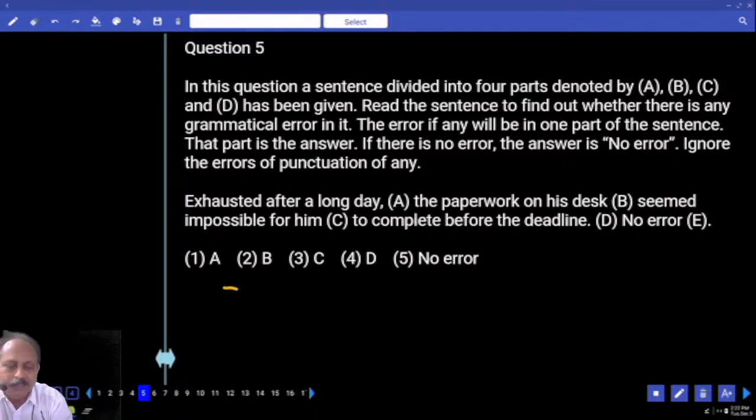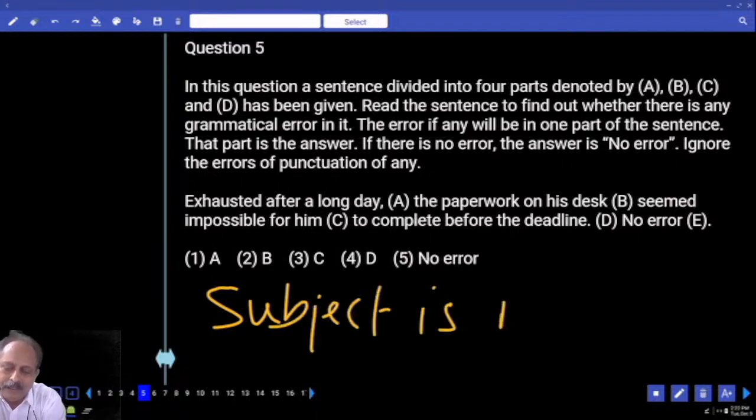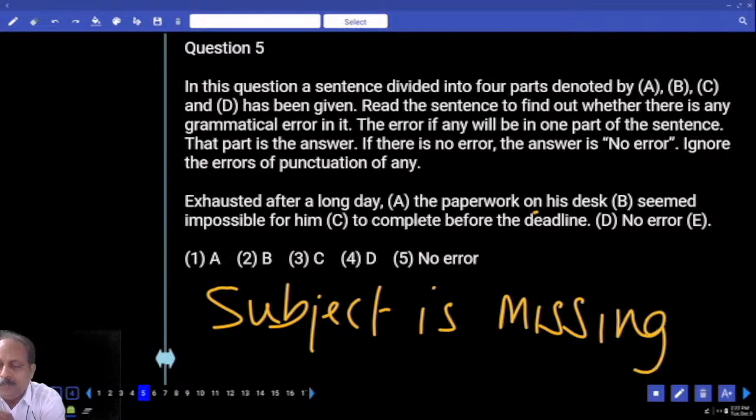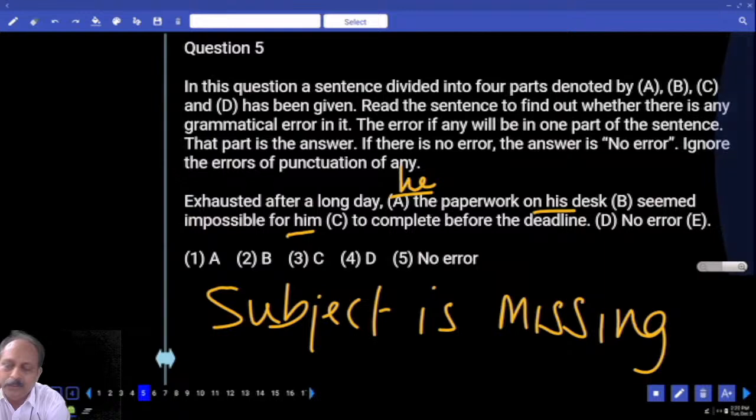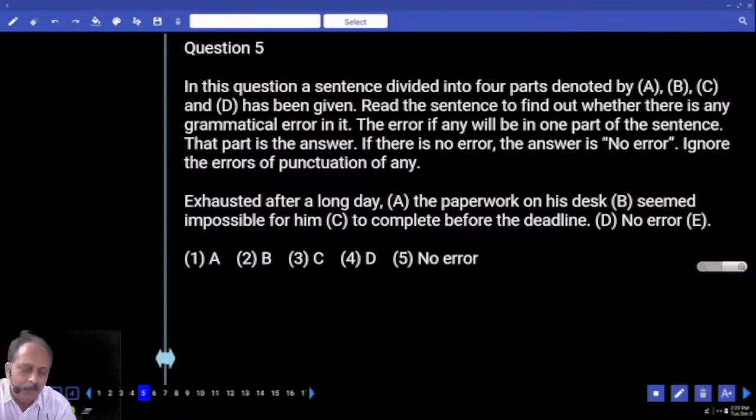Subject is missing. Please write. What is the problem? Subject is missing. Based on the pronouns his, him, subject should be what? He should be the subject. And after that, the verb.